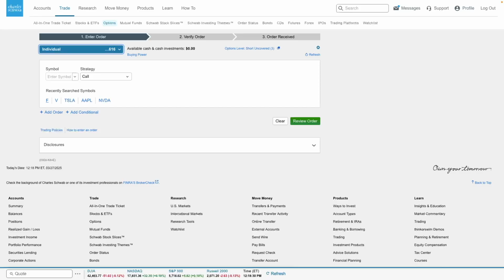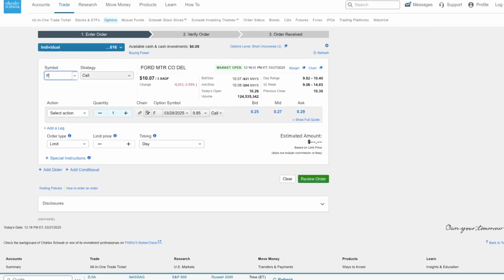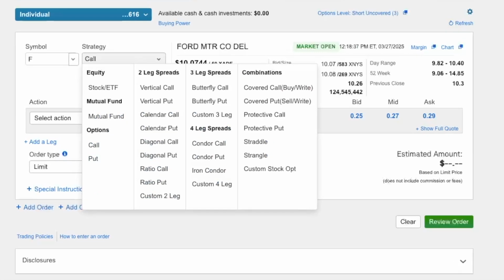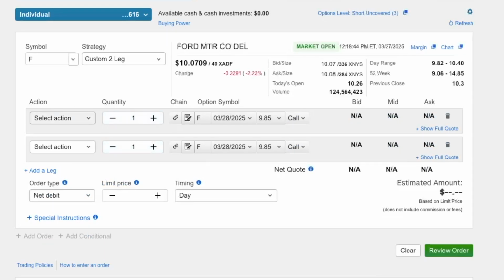Let's go do the forward. If I choose forward as an option, here you have a whole bunch of different strategies. For the synthetic long, you have to choose the custom two leg. So you can just enter any two legs that you like. The leg is just one transaction.